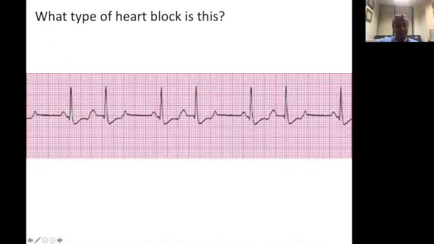Okay, so you don't necessarily have to tell me what type of heart block this is, but you can describe to me what you see. Again, there is a rhythm irregularity.